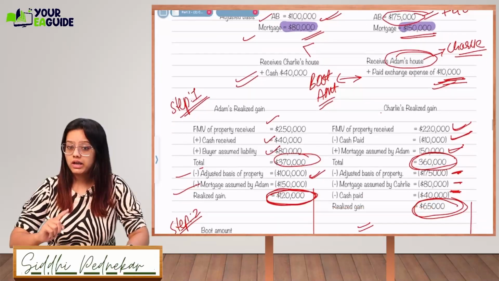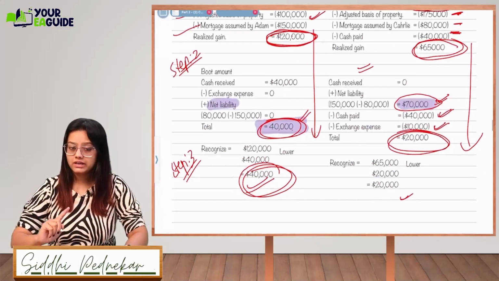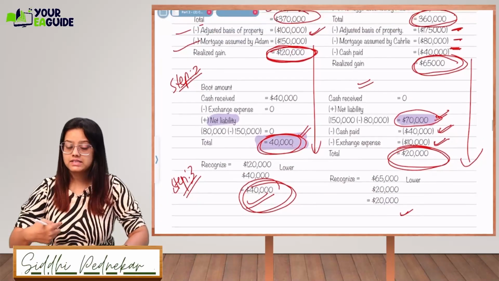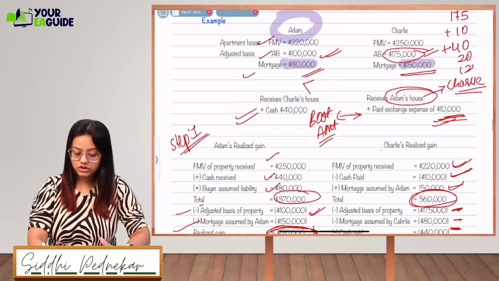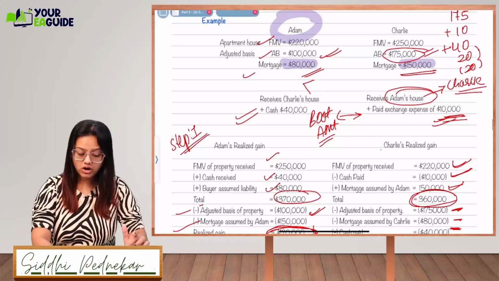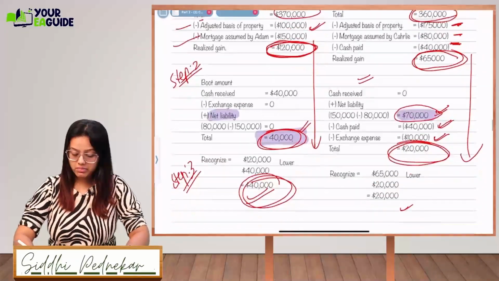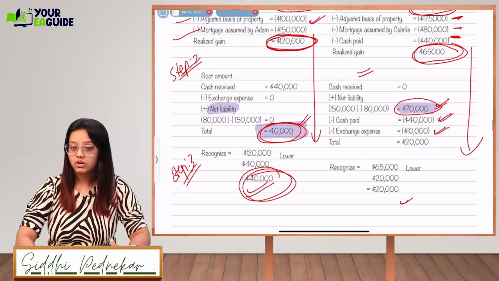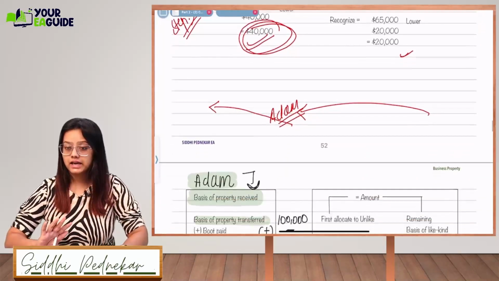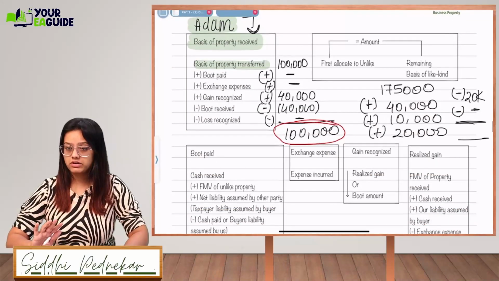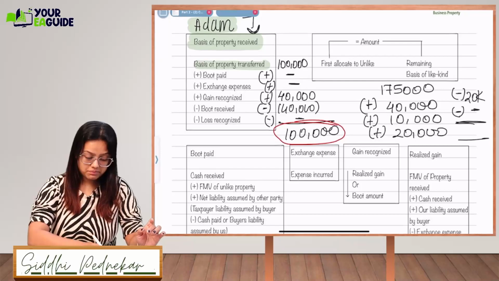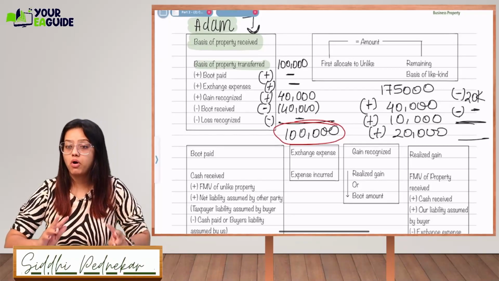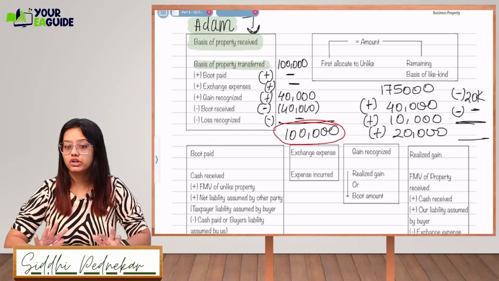Okay, then what I mentioned is step 3 will be added and step 2 will be reduced. So you'll have to add 20,000 and you'll have to reduce 20,000. Got it? The boot amount you are going to reduce, and recognized gain you'll have to add. So same thing is done. 175 plus 40 plus 10 plus 20 is our step 3. And step 2 is nothing but our boot paid that you are going to reduce.